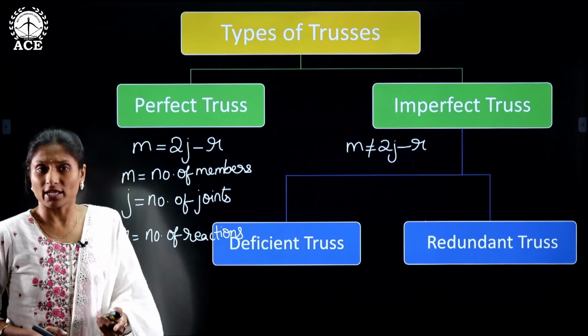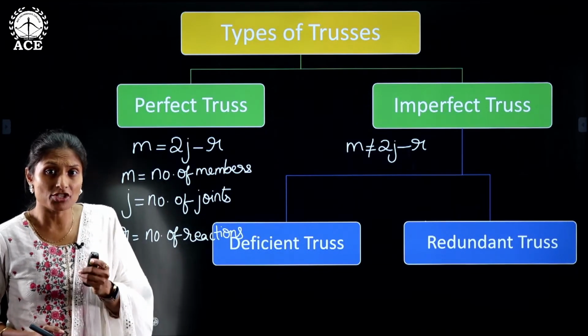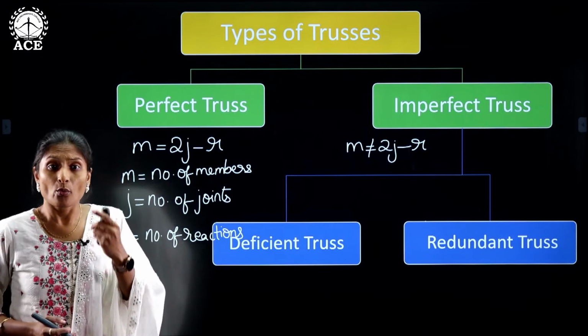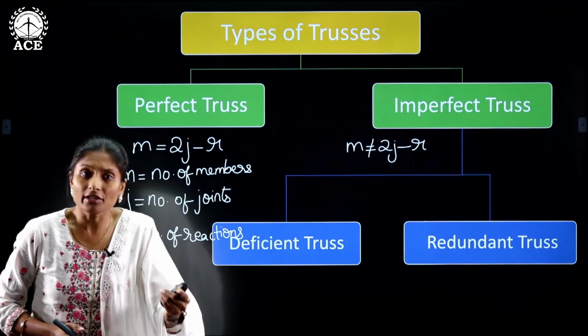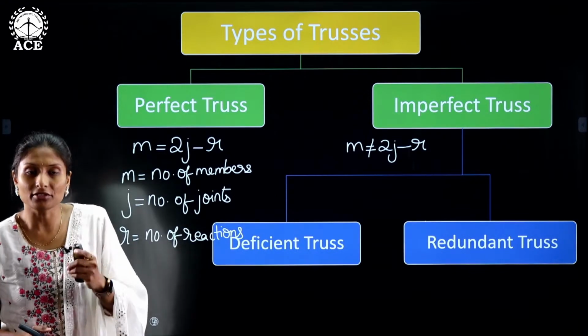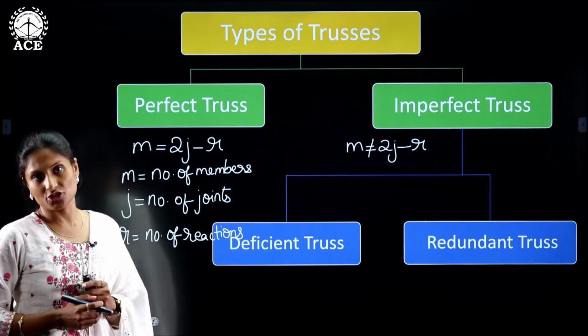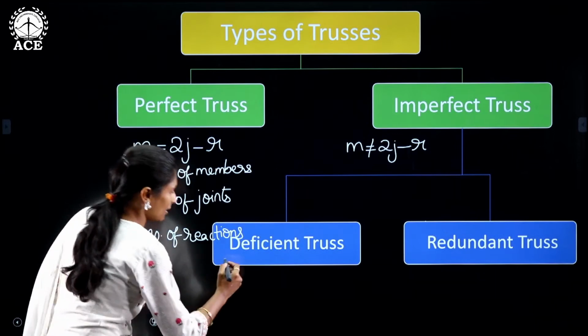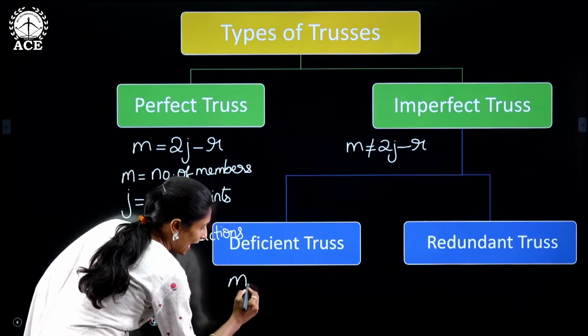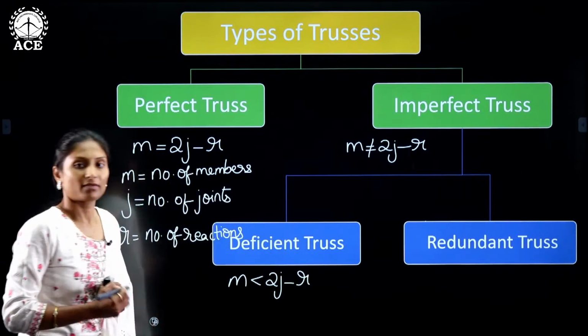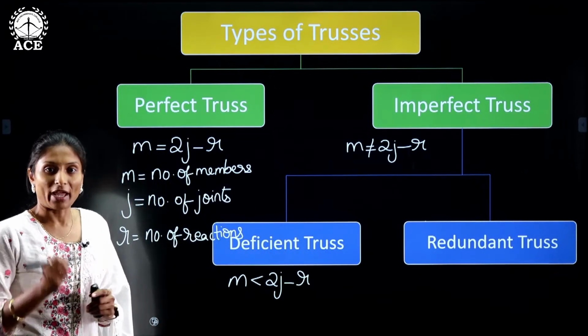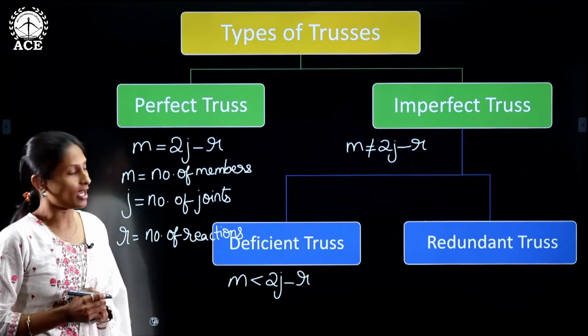By the name itself you can see a deficient. Deficient means deficiency. When a truss is having less members than the required members, that truss is called as a deficient truss. Mathematically, we can write it as m less than 2j minus r.